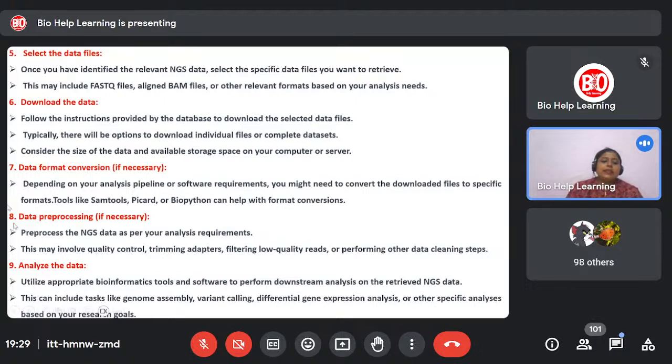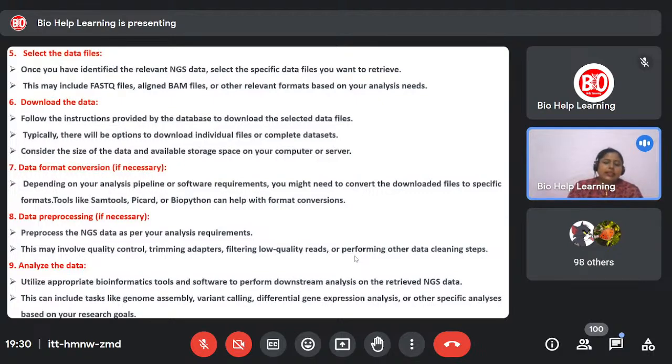Eighth one is data pre-processing. See, when we retrieve the data, during the sequencing procedure there are lots of errors and lots of impurities. So for this we need to proceed with pre-processing. In this, we perform quality control, trimming adapters, filtering low quality reads, or performing other data cleaning steps, so that your data is pure and you will get accurate results. So it is the most important step to proceed with NGS data analysis.